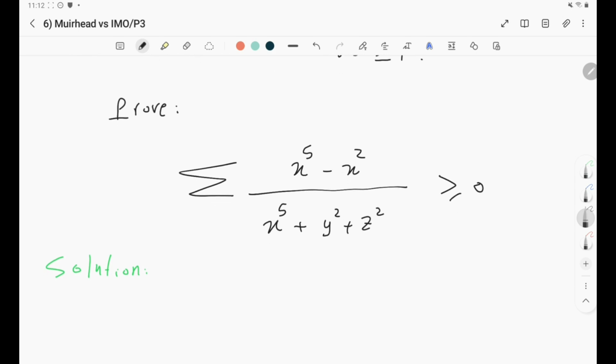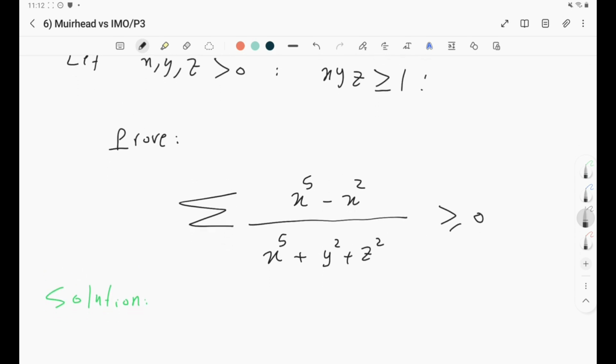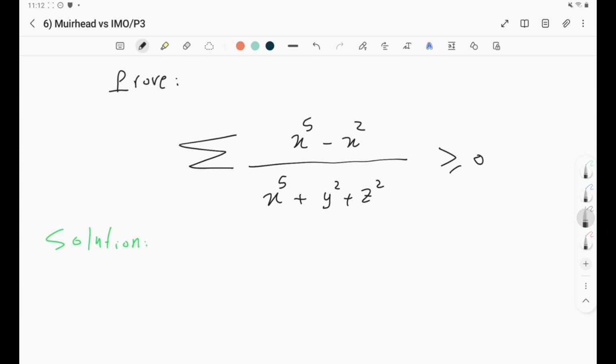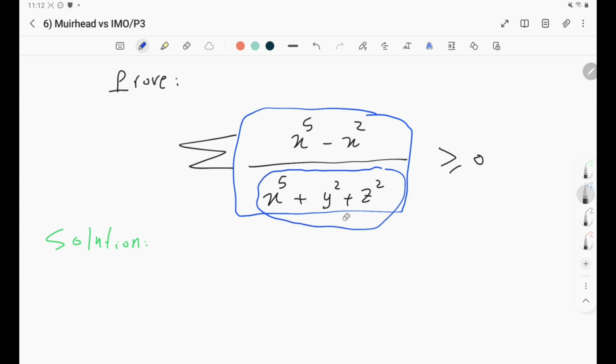Okay, so what can we do? How can we homogenize this one? It's a bit tricky. Okay, so let's have a look at our fractions, this thing. You should look at this and notice something nice. Look here. The denominator is x to the 5 plus y squared plus z squared. The numerator is x to the 5 minus x squared. Well, you should notice that these guys are the same.